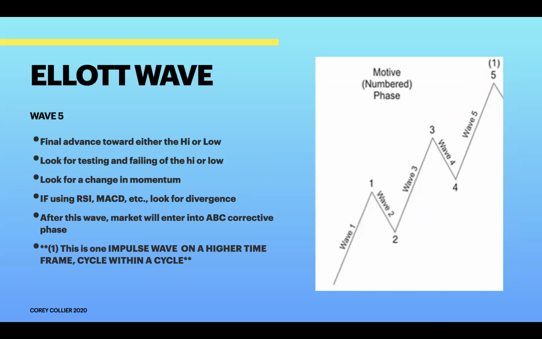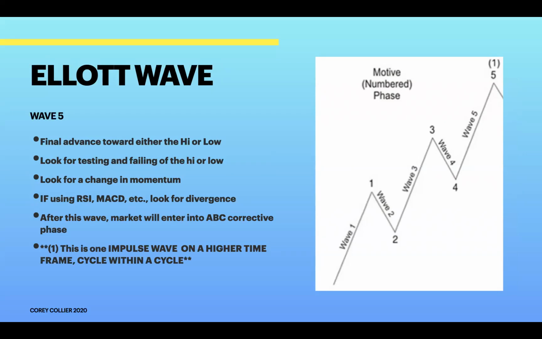And wave five. Wave five is the final advance towards either the high or low, depending on the trend. Here we're looking for testing and failing at structure or support and resistance, and we're looking for a change in momentum. If using an RSI or MACD, we're looking for divergence, and we'll get deeper into that later as well. After this wave, the market will enter into a corrective phase. We like to say an ABC corrective phase, all right?